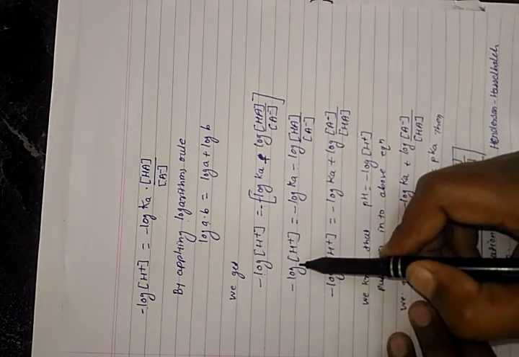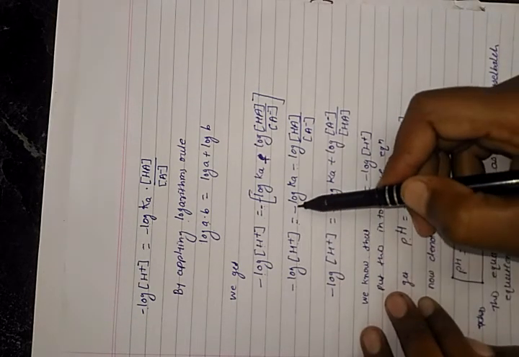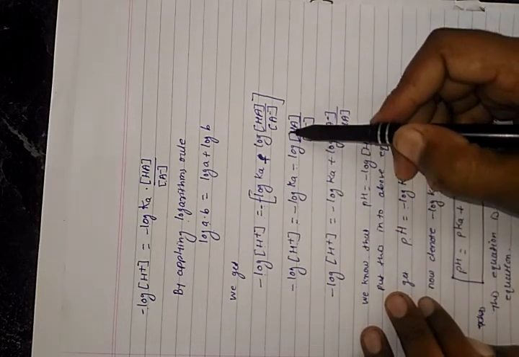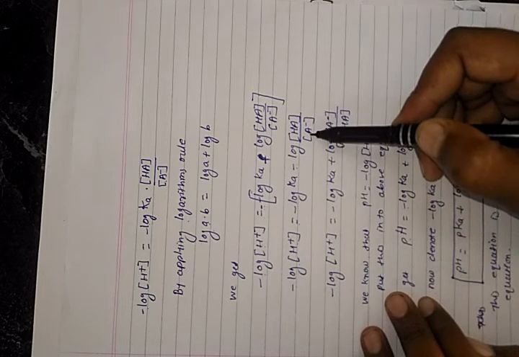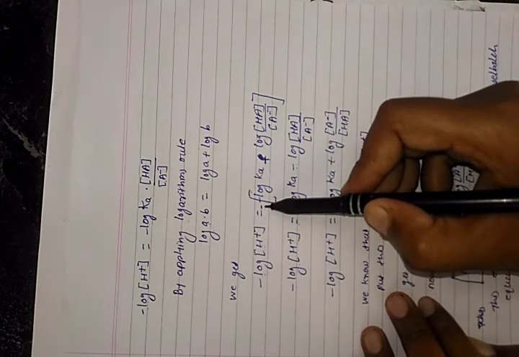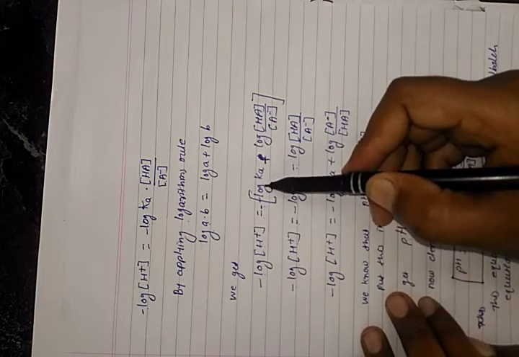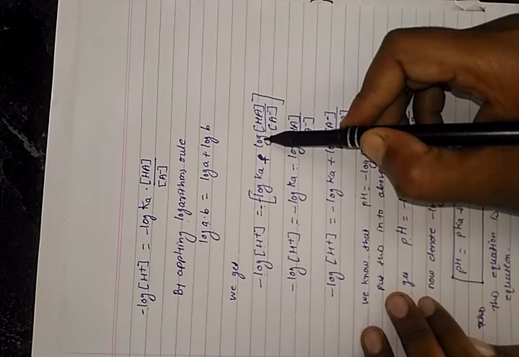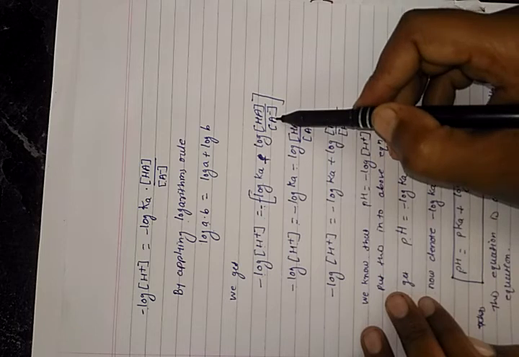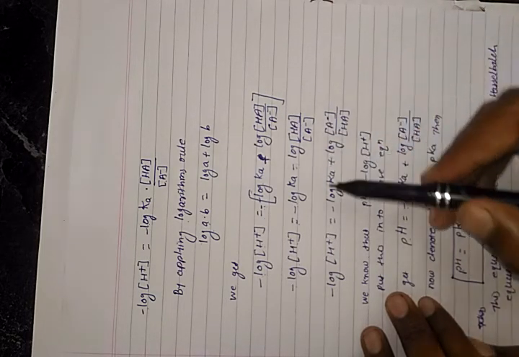Minus log of concentration of H plus is equal to minus log of Ka minus log of concentration of HA upon concentration of A minus. This minus sign is multiplied to the log of Ka as well as log of concentration of HA upon concentration of A minus. Hence, we get this equation.